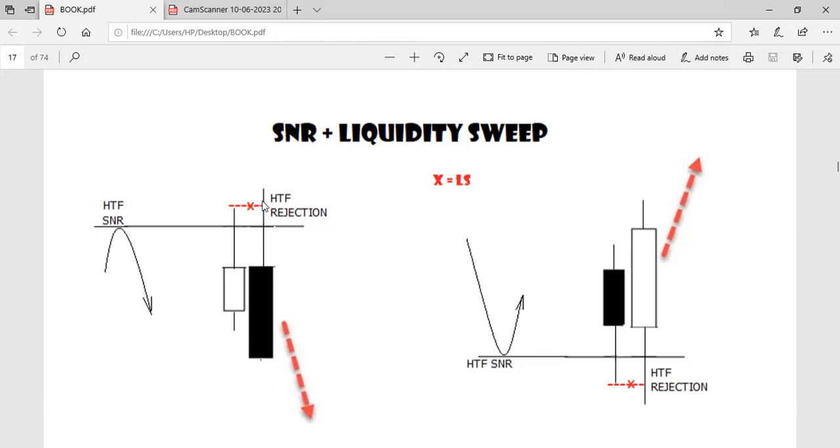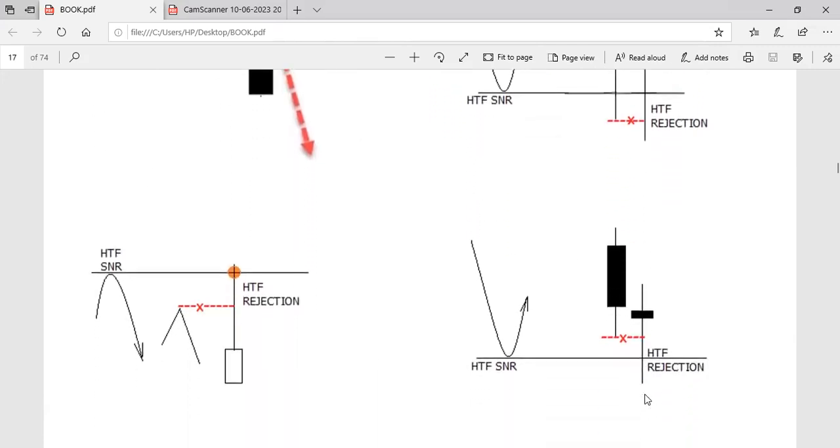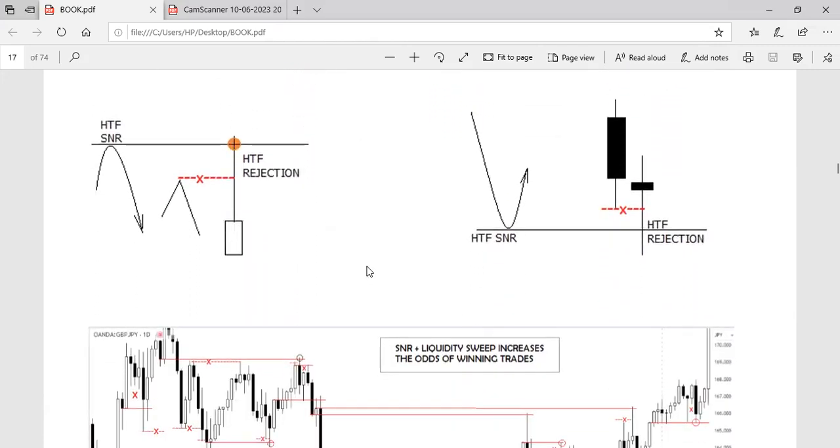This is the high taken out, it becomes a liquidity sweep. This is the low taken out, it becomes a liquidity sweep. So now I said it could be a little distance from the candlestick that touched the SNR, as long as it has taken out a previous high or a previous low.